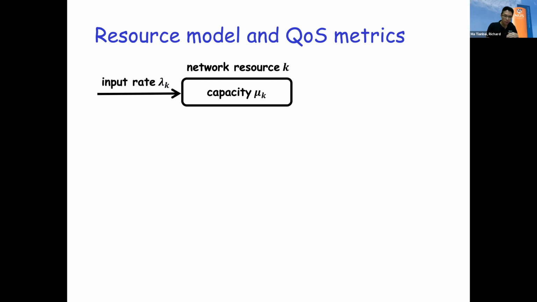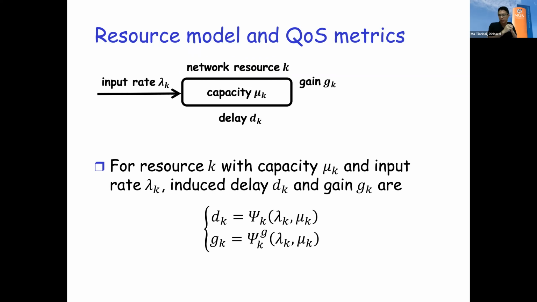Given any input rate denoted by lambda_k, it induces a certain average delay for the packets, d_k, and a gain factor denoted by g_k. We assume that these two performance metrics, delay and gain, can be measured as functions of the capacity mu_k and the input rate lambda_k. Here we just make very mild monotonicity assumptions on these two functions, such as that the delay will be non-decreasing with the input rate, because generally we expect that with a higher load, each packet will experience higher delay.